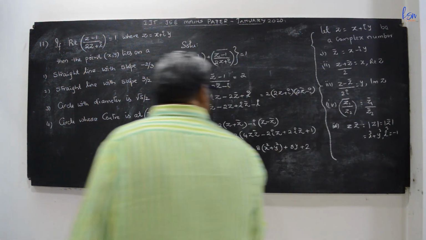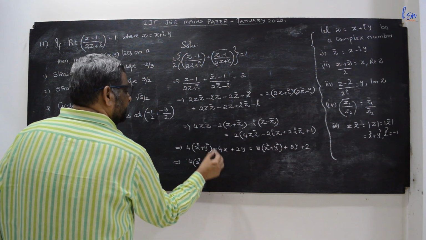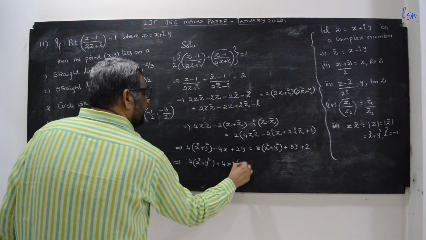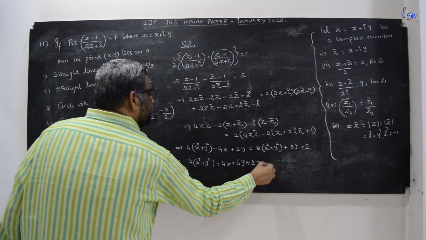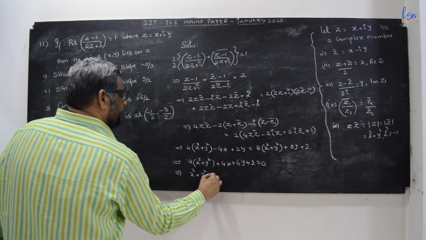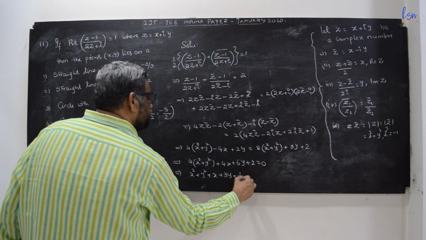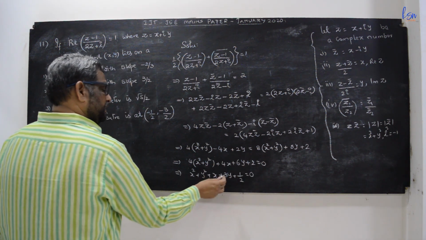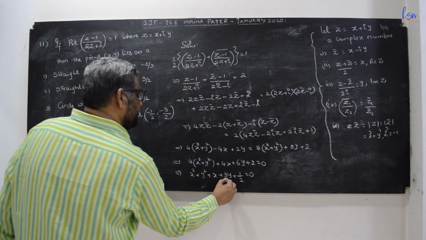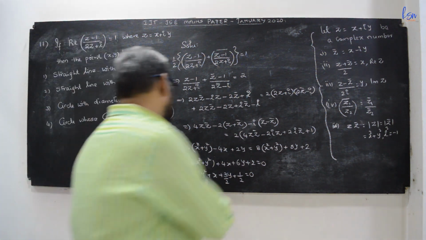Now this can be written as 4(x² + y²) + 4x + 6y + 2 = 0. Dividing by 4, x² + y² + x + (3/2)y + 1/2 = 0. Now this is a circle.